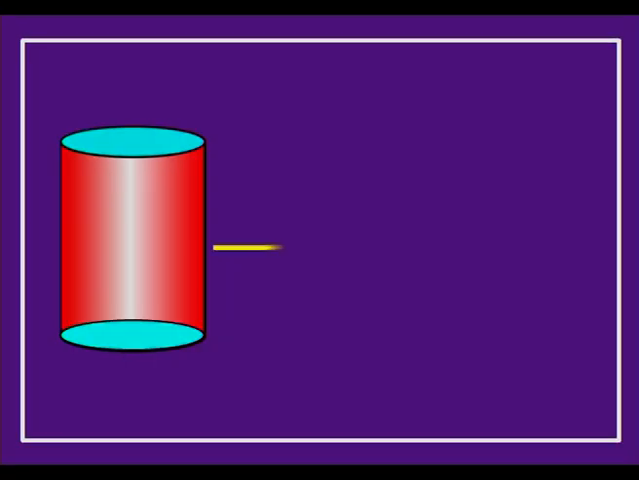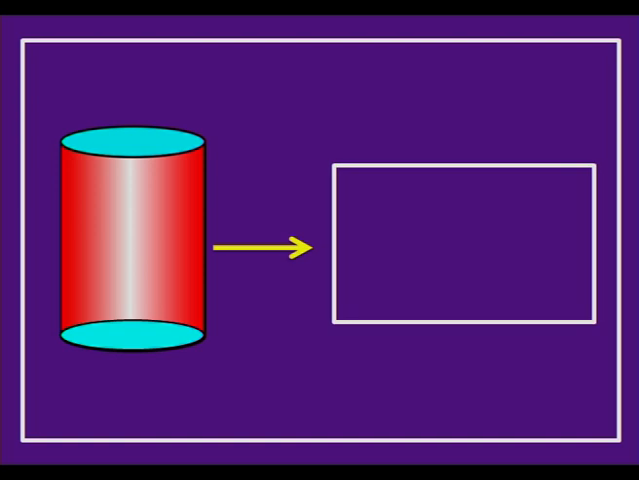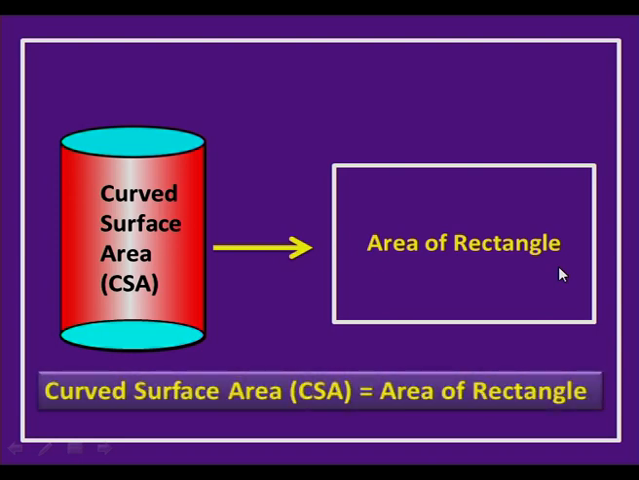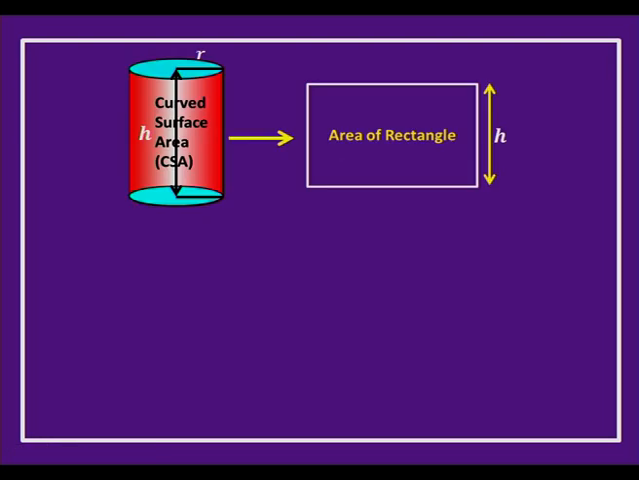Okay, children. So, that is what we are going to see in the same presentation, children. So, we are cutting a cylinder, and when you cut the cylinder, what is happening? We are getting a rectangle. So, the curved surface area of the cylinder and this area of rectangle both are equal. Okay, children. Now, let us find out the formula to find curved surface area of a cylinder.